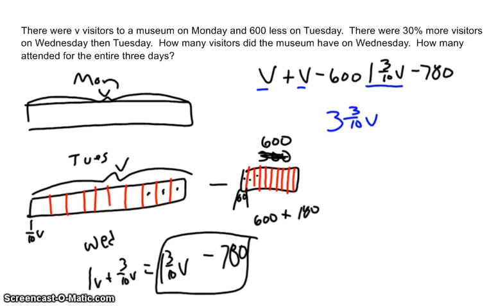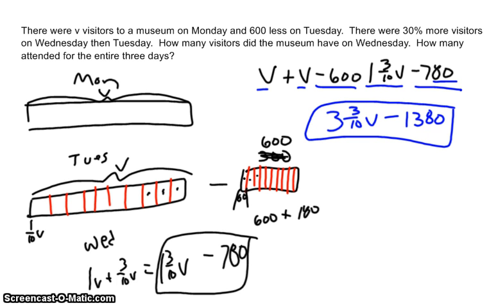Now I want to see what else I have. I have a negative 600 and a negative 780. So first I'll add negative 600 and negative 700 to give me negative 1,300. And add on the last little bit of 80. So negative 1,380.